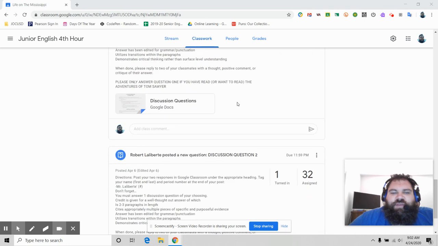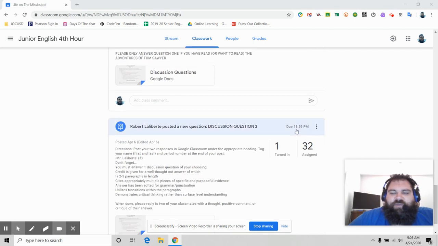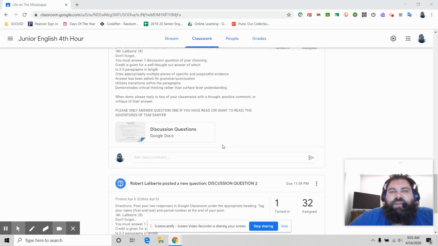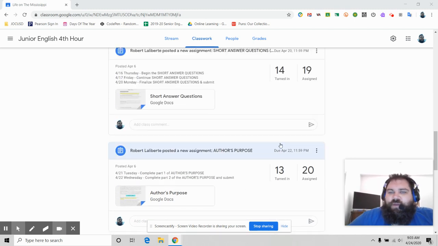You have two assignments: discussion question one, discussion question two. One of them says it was due yesterday, and one of them says it was due today, but all of the work is due Monday, so you have the weekend to do it. Okay. If you're a little bit late on that, just let me know. Send me an email. I know you guys are working.